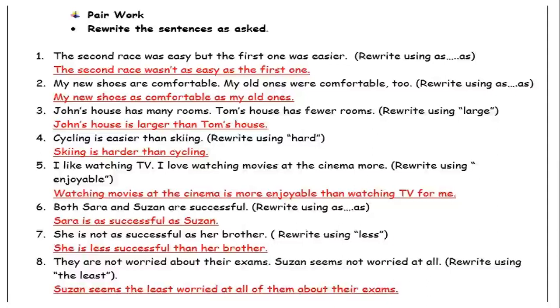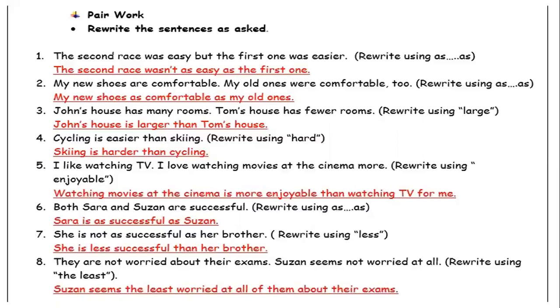The second sentence, my new shoes are comfortable, my old ones were comfortable too. So we have two parts. Two parts are equal and comfortable. So I can answer this sentence as my new shoes are as comfortable as my old ones, and I can switch the object and the subject and say my old shoes are as comfortable as my new ones.